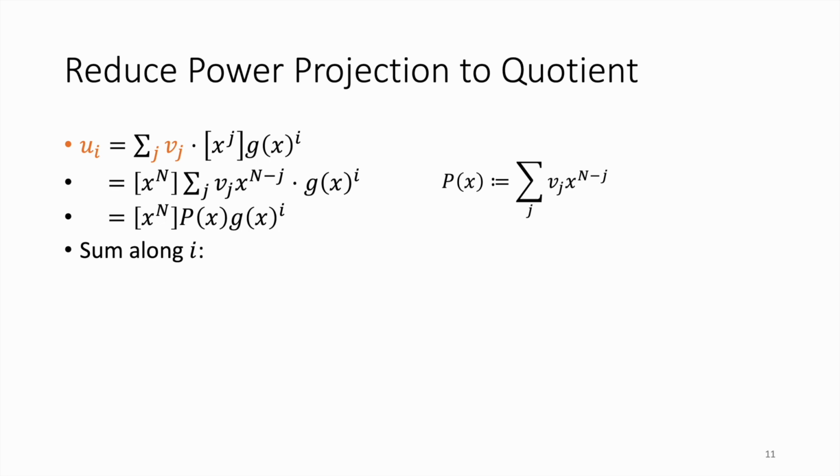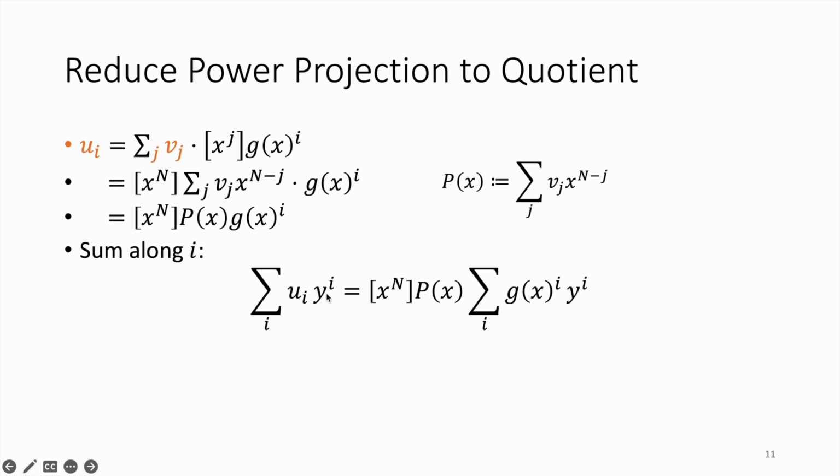Then we are going to write down the generating function of the sequence u_i. So we just multiply by y to the ith power on both sides and take the summation. The left-hand side is the generating function of u_i, and the right-hand side is p(x) divided by 1 minus y times g(x). Okay, so this is a quotient problem. But now we have introduced a new variable. We're going to figure out what happens later.